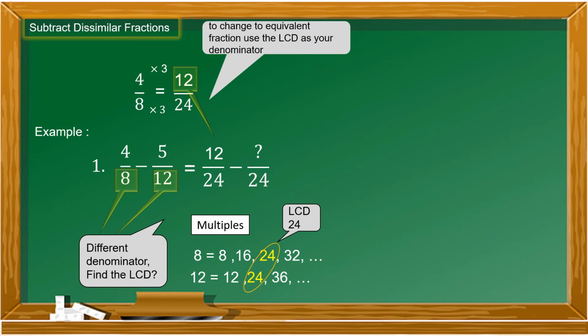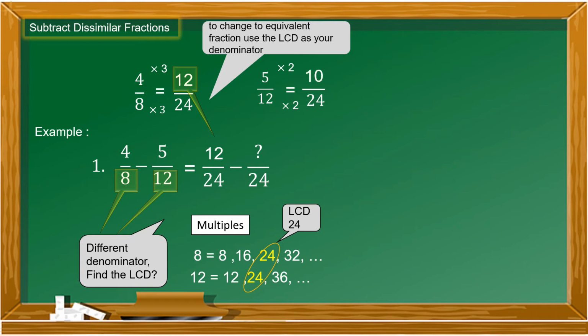For the second fraction, use the LCD 24 as your denominator to find the numerator. Use the second fraction in the given problem, that is 5/12. You multiply the denominator 12 by a number that results in 24. What number is this? The number is 2. If you multiply 2 in the denominator, then use it also in the numerator. So 5 times 2 is 10.